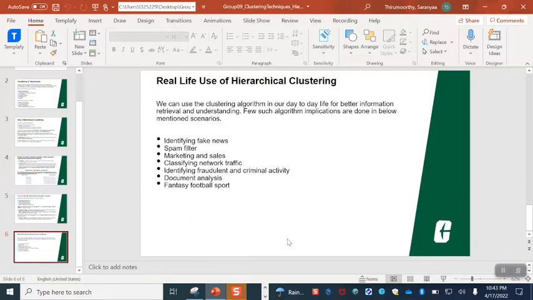One popular real life application of hierarchical clustering is identifying fake news, where we will have multiple data sources for the news. We consider the words used in each of these news items and calculate the hit percentage of each and every word. Words used frequently in multiple news sources will be considered as valid news, whereas words with lesser frequency or occurrence percentage will be considered as fake news.